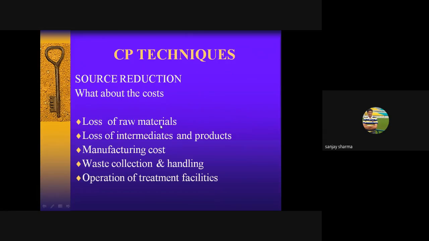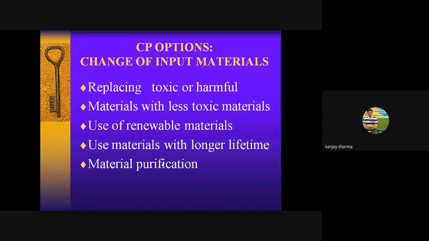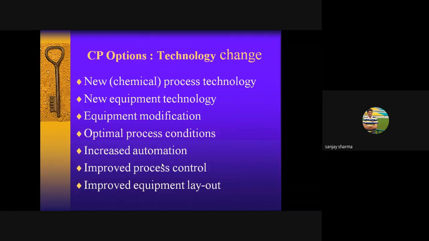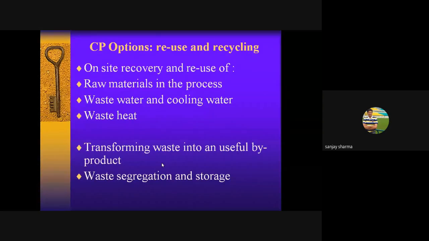So these concepts are basically going into this. Source reduction, again, I think of this as loss of raw material, loss of intermediate products, manufacturing cost, operation cost, then good operation practices. We have already discussed these things, I need not go into them. Replacing or changing input materials has to be adopted. Technology changes, we have already seen how they are manufactured. Product modification, eco design, etc. Reuse and recycling has to be considered here.